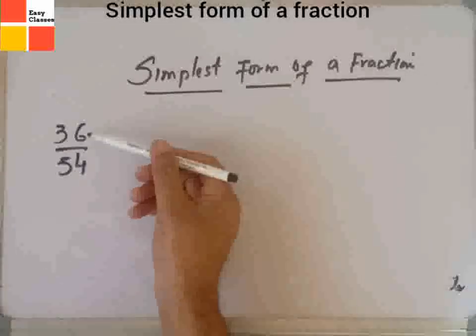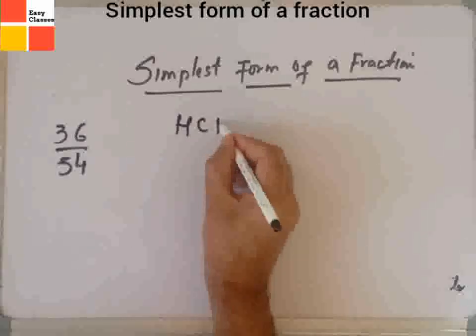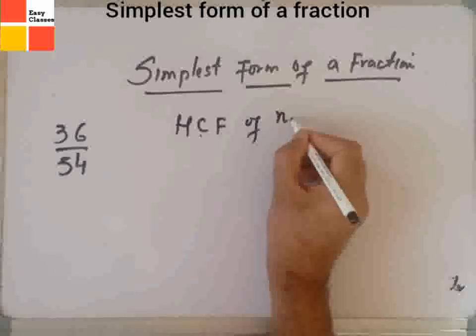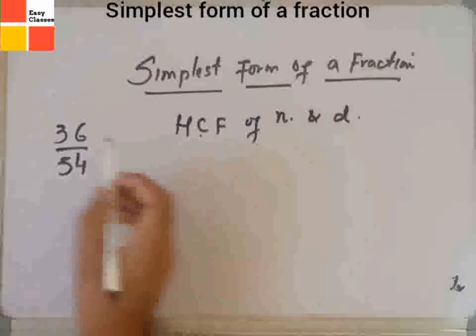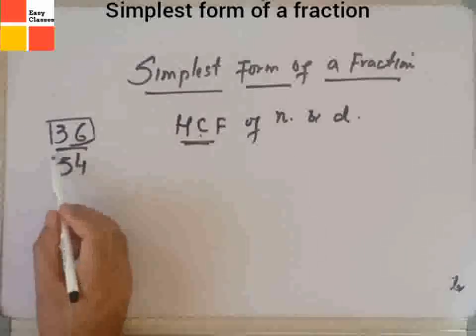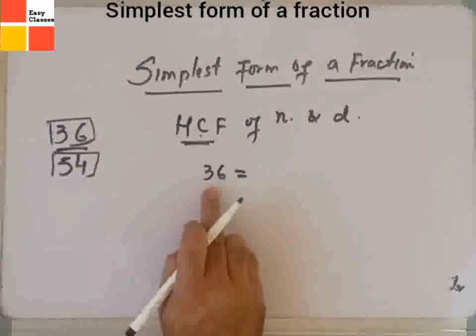That's by finding the highest common factor, that means HCF, of the numerator and denominator. So how can we find the highest common factor of 36 and 54? For that we have to find the factors of 36.